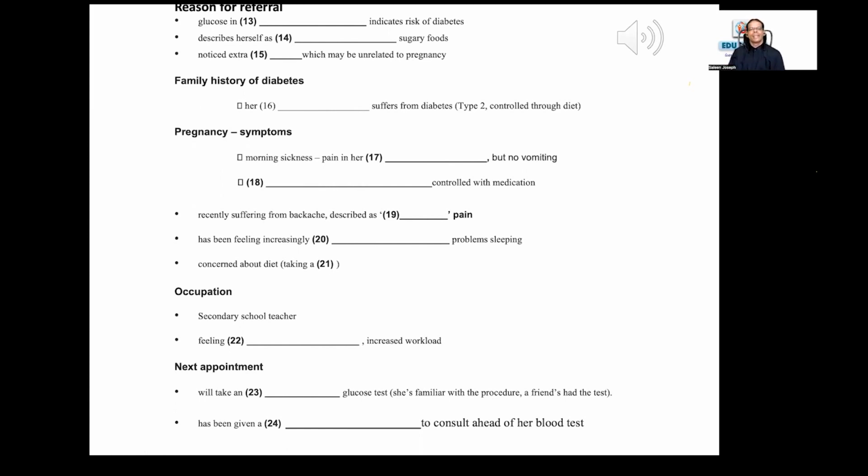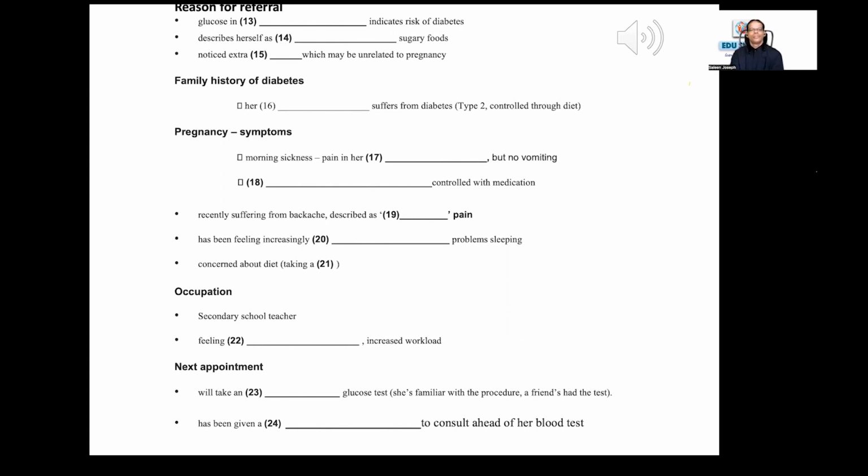Describes herself. Again, I said describing something as comparing something. Describes herself as what is something for sugary foods. Either she hates or she likes or craves, right? Sugary foods. When you have diabetes, either you crave for it or you hate sugary foods. Let's see what it is. One of those should be the answer. That's a prediction. Notice the extra, which may be unrelated to pregnancy. Extra means notice something extra in the body. Normally, what is extra?